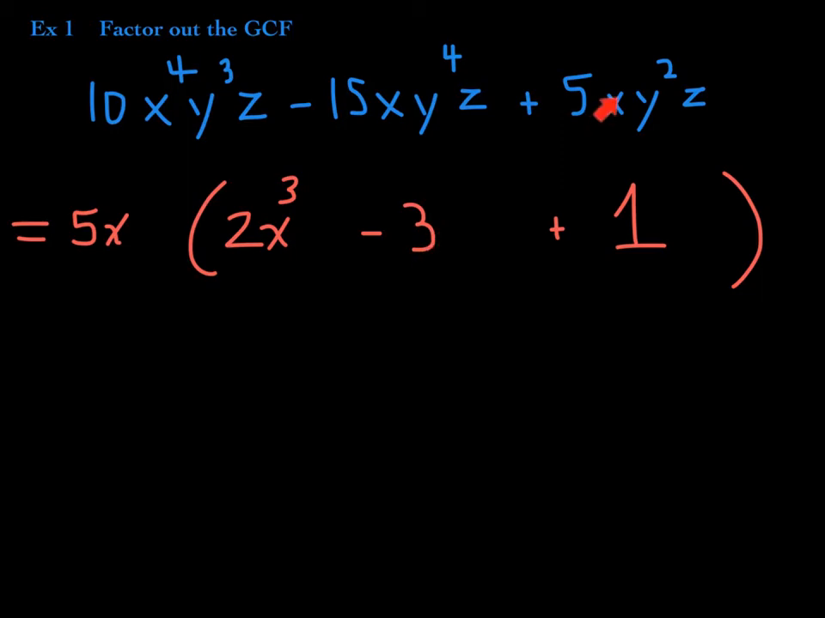The same thing goes here, x to the first. So 1 minus 1 is 0. That means you don't have any more x's. Let's go for the y's. This is y cubed, y to the fourth, y squared. The greatest number of y's that they all have in common is y squared. You can't say y cubed because this term doesn't have that many. You can't say y to the fourth because neither this term nor this term has that many y's. The greatest number of y's that they all share is y squared.